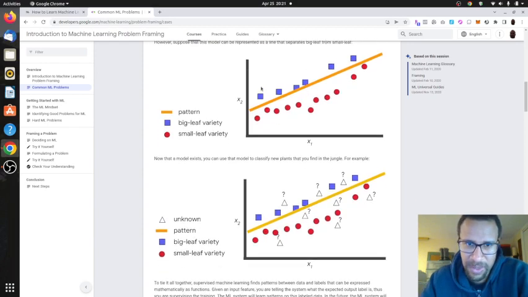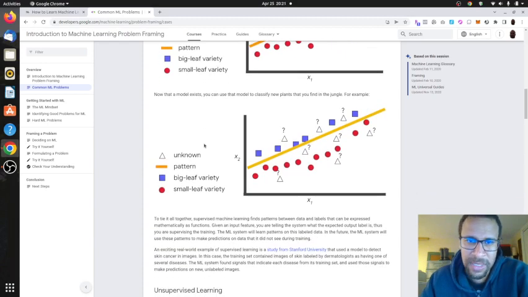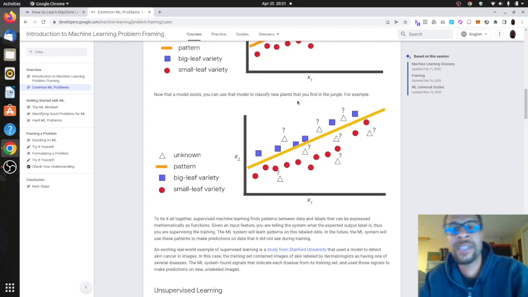Here's the pattern, which is kind of like a trend line. This is the labeled data for the big leaf and for the small leaf. Now that the model exists, you can use that model to classify new plants that you find in the jungle. So now you find a different kind of genus, or a totally different plant, and you measure the leaves, and you get another pattern.